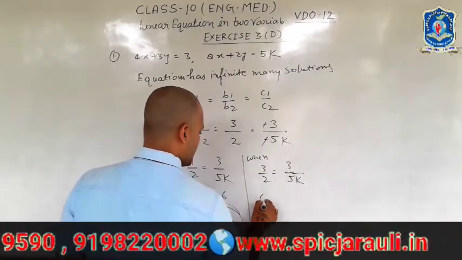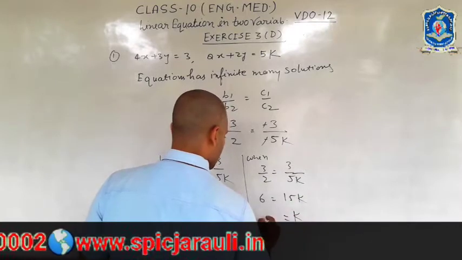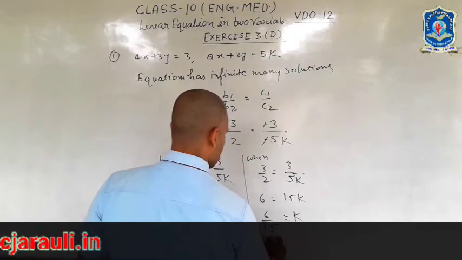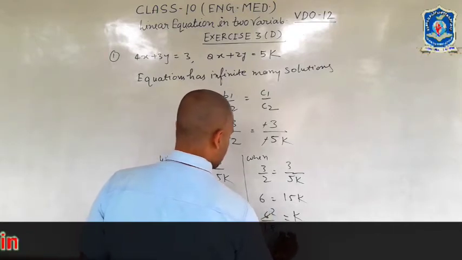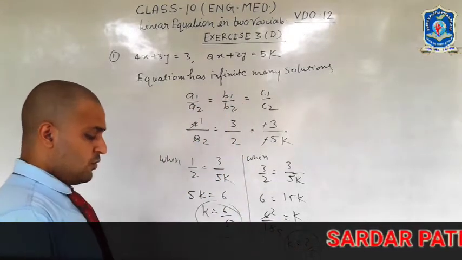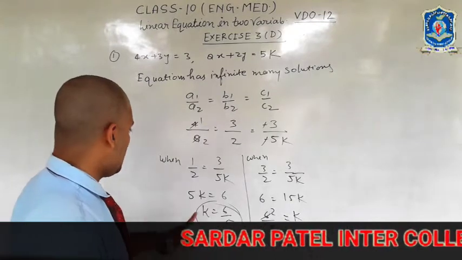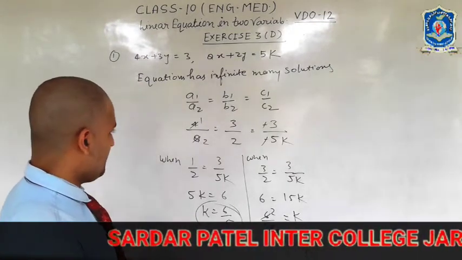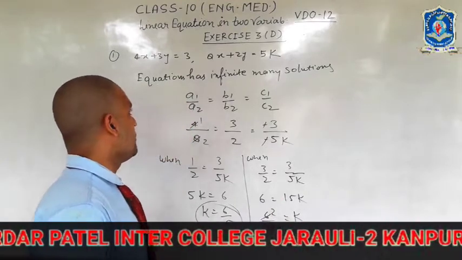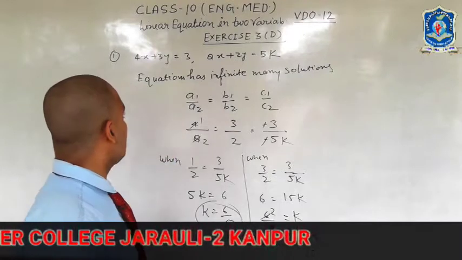3 2 जा 6 is equals to 15k, then k is equals to 6 by 15. 3 2 जा 6, 3 5 जा 5, k is equals to 2 by 5. So the two values are possible in this question. k is equals to 6 by 5 and k is equals to 2 by 5. This question has two solutions of value of.